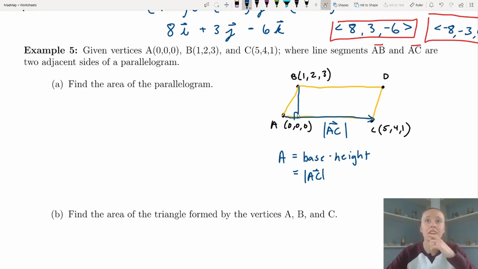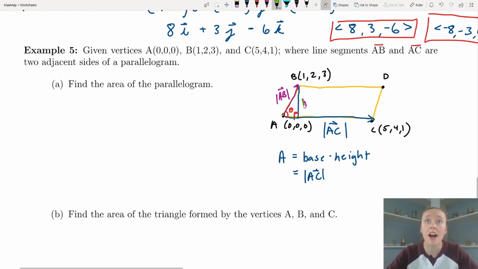Now I need to calculate my height. And remember, this line segment is perpendicular to that base. So I'll be able to use a trig function to help me solve for this height. If I have some angle here, let's call that angle theta, what trig function can I use that incorporates our height, h, and something known, or something we can figure out? Well, we know point AB, we can easily find the length of AB, because again, the length is going to be the magnitude of vector AB. That's going to be that length.